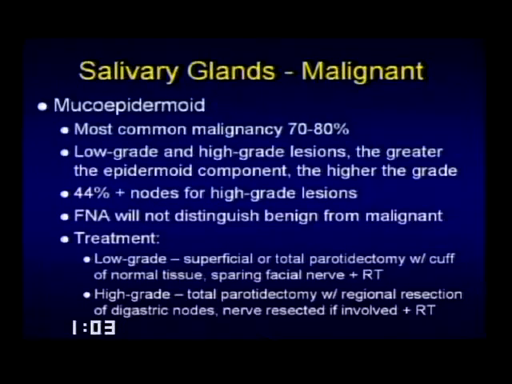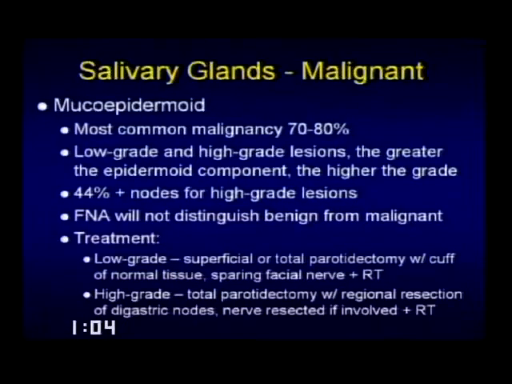Malignant tumors. The mucoepidermoid is the most common malignancy in the parotid glands, and the most common malignancy looking at all salivary glands together. It's 70 to 80% of malignancies in the salivary glands, most commonly in the parotid. It can be either low-grade or high-grade in nature. The greater the epidermoid component of the lesion, the higher the grade, and the more aggressive. 44% of patients with high-grade mucoepidermoid cancers have positive nodes on presentation.